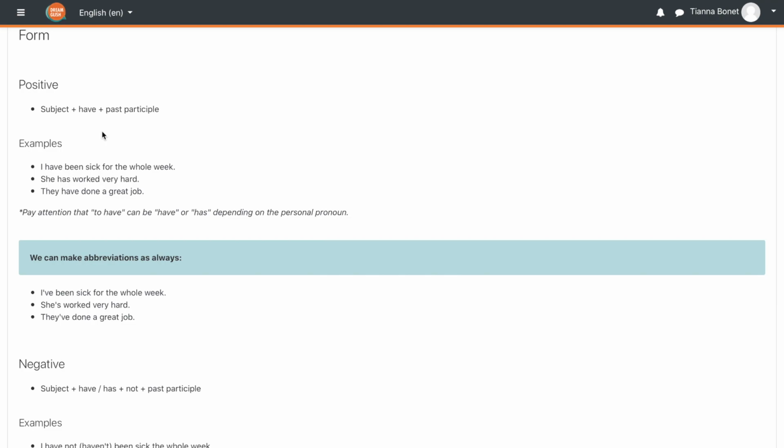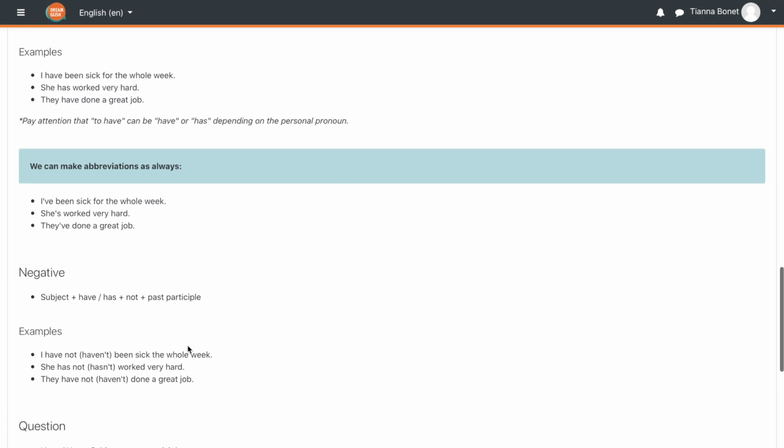So pay attention that to have can also be have or has, depending on the personal pronoun. If it's has, it's for he, she, or it as the subject. Remember, we can make abbreviations as always. For example, I've been sick for the whole week. She's worked very hard. They've done a great job.